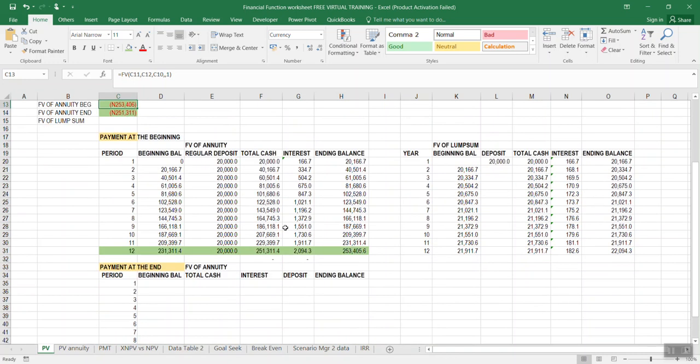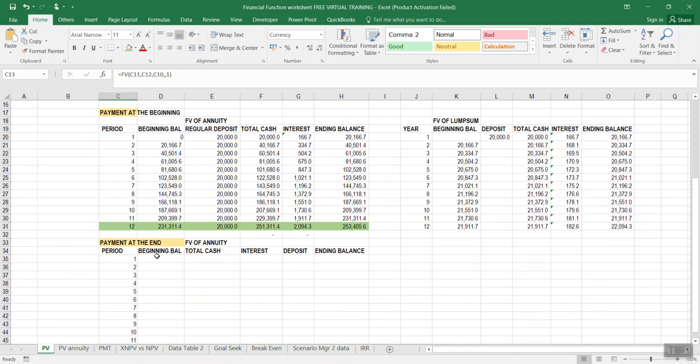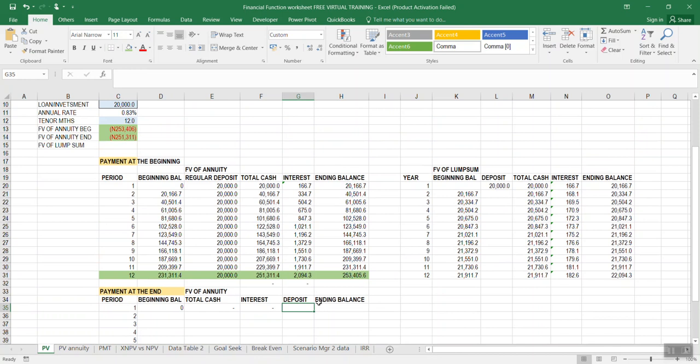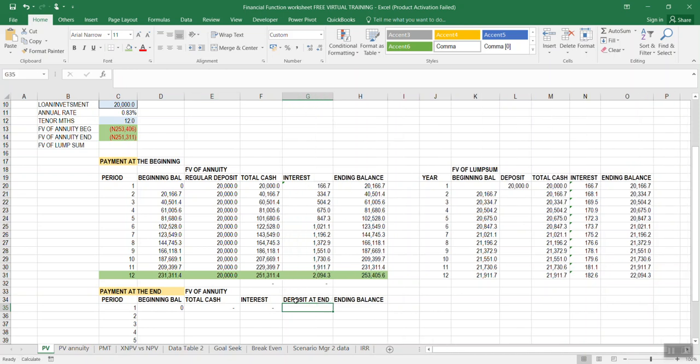will I have gathered? I want to draw the table for this as well. If I'm making this payment at the end of the period, at the beginning of the period, I have no money. I have no cash, total cash. The total cash will be this. What is my interest? My interest will be this multiplied by my interest rate, which will be 0. How much am I going to deposit at the end? I'm going to put it here. Deposit at end. At the end of the period, I'm going to make a deposit of 20,000 naira.